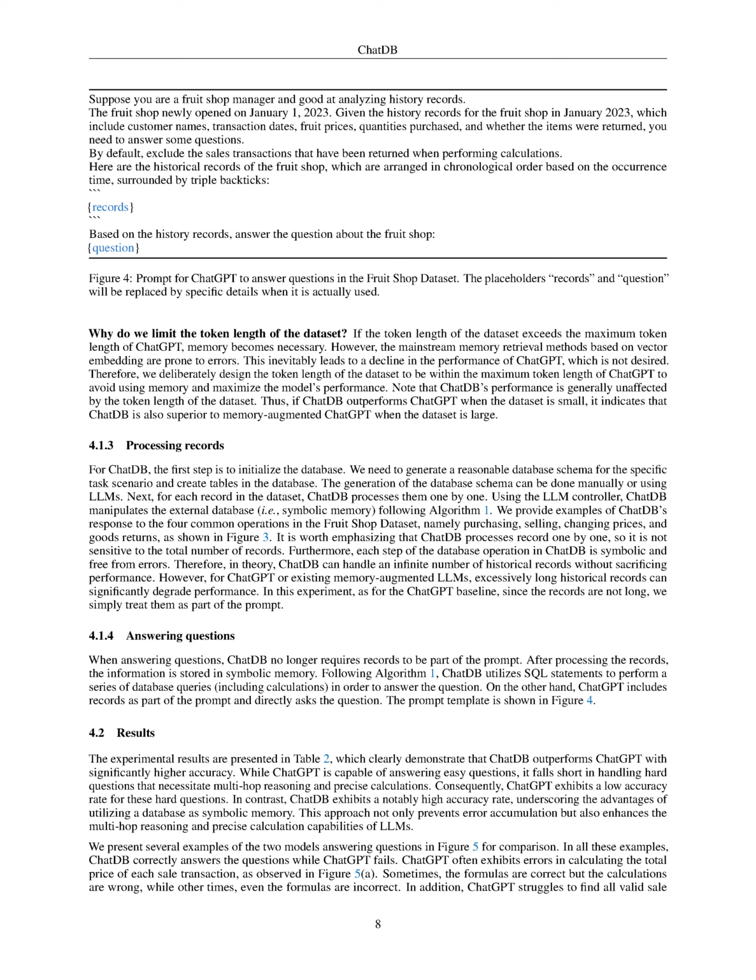Section Summary. The first step in processing records for ChatDB is to initialize the database by generating a reasonable schema and creating tables. ChatDB processes each record one by one using the LLM controller, making it insensitive to the total number of records and capable of handling an infinite number of historical records without sacrificing performance. However, excessively long records can significantly degrade performance for ChatGPT or existing memory-augmented LLMs.